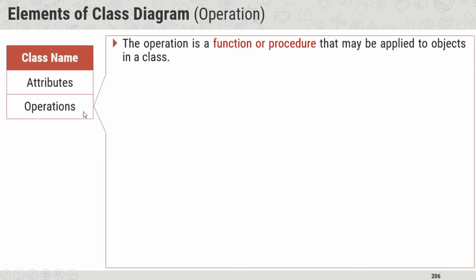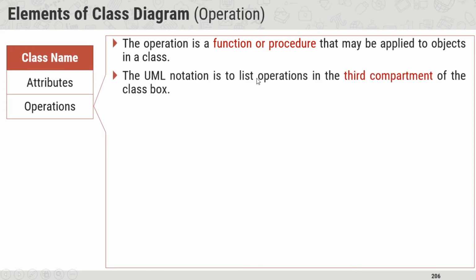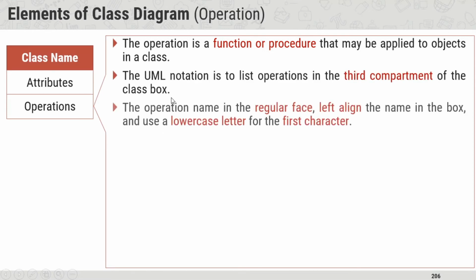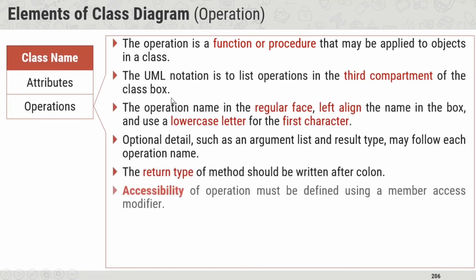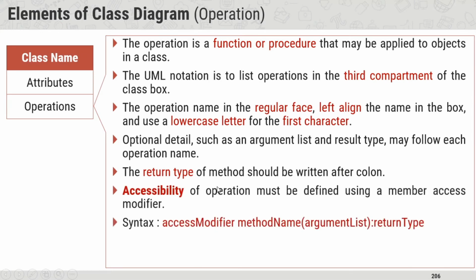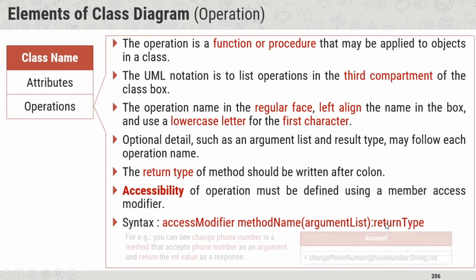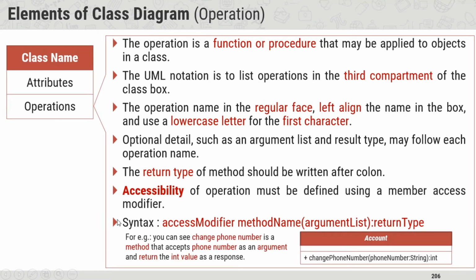And the last thing is operation. Operations in classes are functions or procedures that may be applied to the objects in the class. It's the third component of your class box. So how we write this operation: we write the access modifier, the method name or operation name, and the argument list, and after the colon at the end we write the return type for that particular operation.